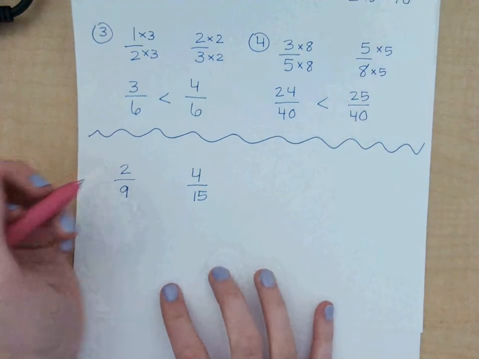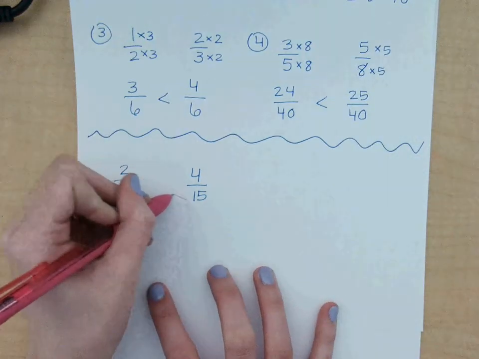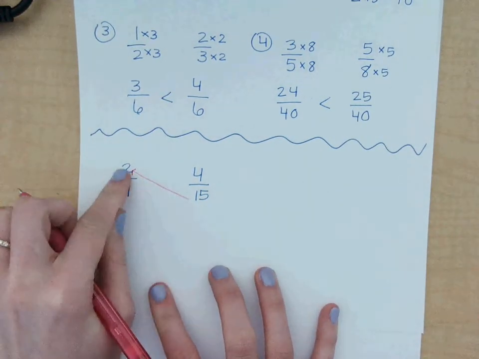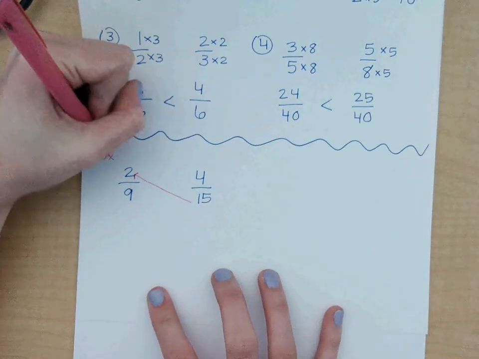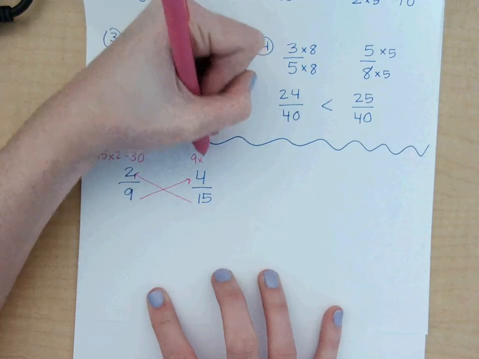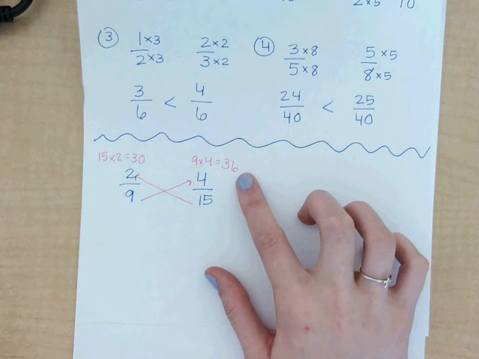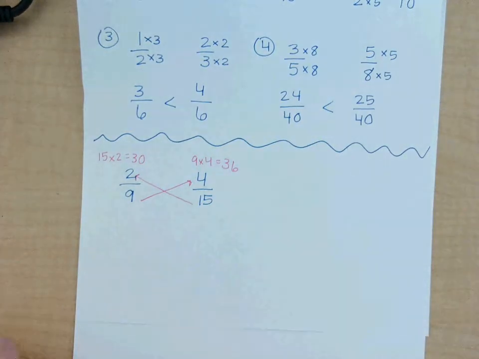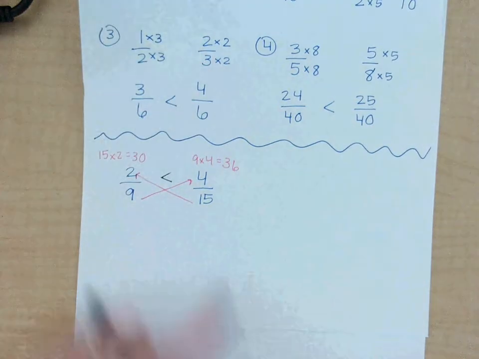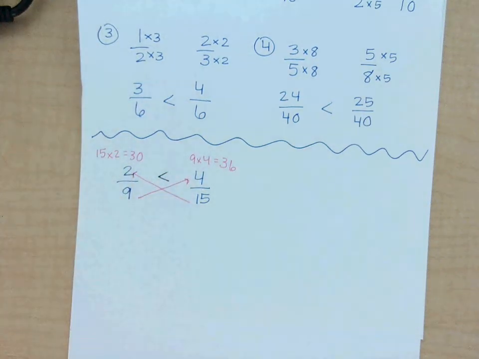So, you guys are probably familiar with this, but basically you go from bottom to top in a diagonal direction. So, 15 times 2 is 30. 9 times 4 is 36. Which one of these is larger? 36. So which fraction is larger? 4/15. You've got to go from bottom to top. You don't have to if you don't want to, but it's an okay way for me.